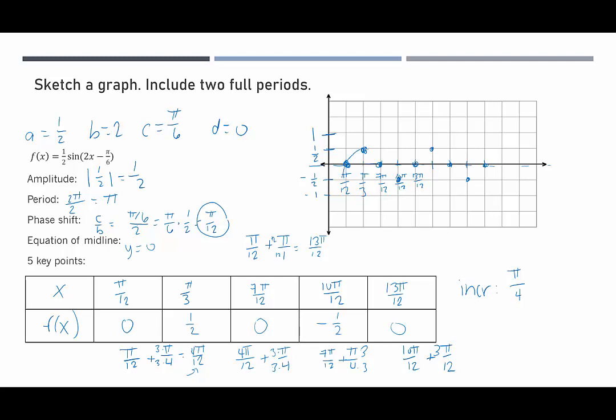We're starting here. It's weird not starting at 0. Out of habit, I want to start at 0. And there we have 2 full periods of a function with a horizontal shift.